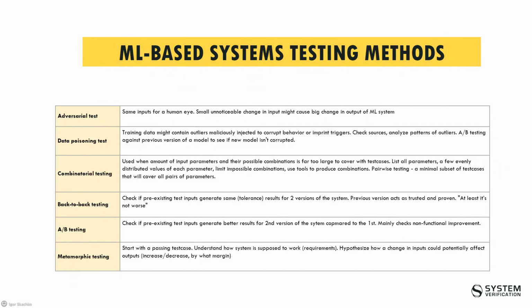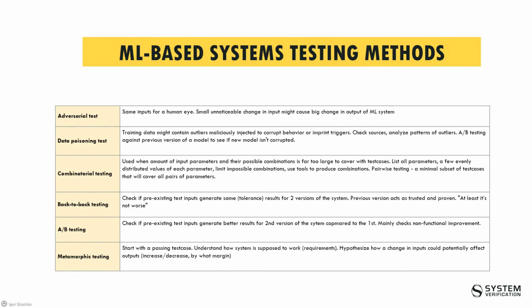The data poisoning test is basically, we have talked about the data a lot here, and it's just related to the data which we corrupt. The reason we need to test against that is that some maliciously intentioned people can actually corrupt the training data, the publicly available data, in order to introduce bias into the system. So we need to check sources and analyze the patterns and outliers. The outliers here are the most indicative of some poisoning.